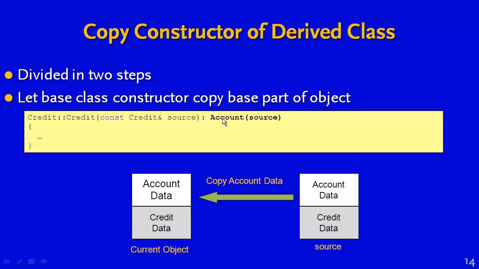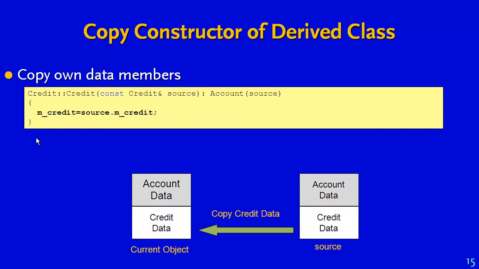As far as the data in the account are concerned, this part is initialized, but of course the data in the derived class has to be initialized here using the open space I've left for your initialization. So the copy constructor copies the account data from the base class over to here, and the specific credit data must be initialized in the body of the corresponding constructor in the derived class.